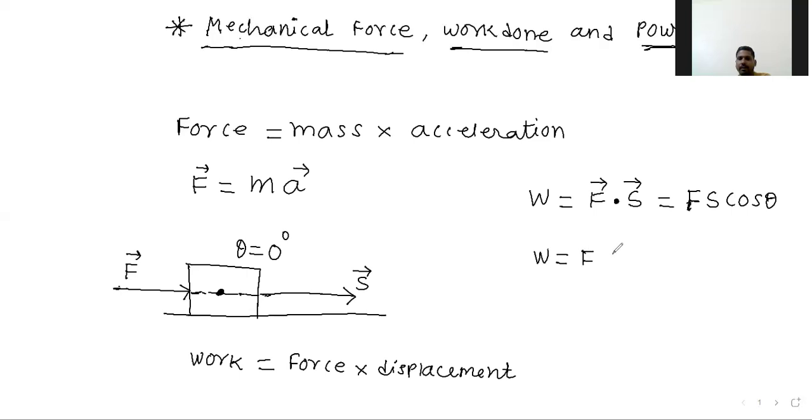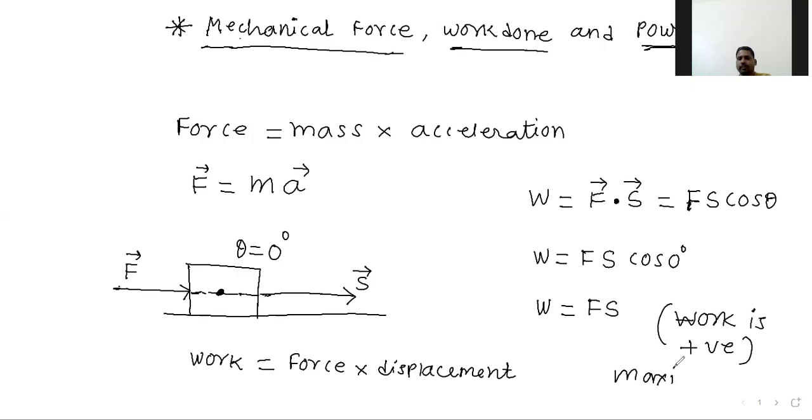W is F s cos of 0 degree, and cos 0 is 1. So work is force into displacement. Here, the work is positive. Work is positive and maximum also. Okay. Let us take the next case.